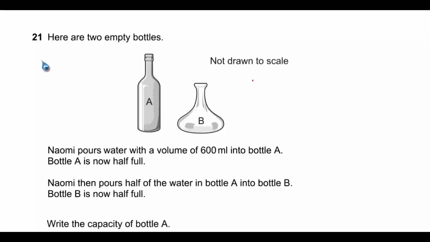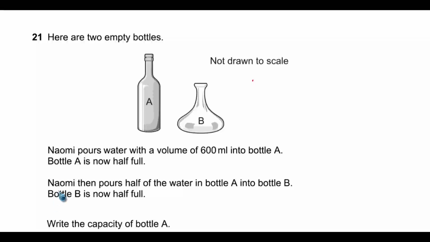Question 21. Here are 2 empty bottles, not drawn to scale. Naomi pours water with a volume of 600 milliliters into bottle A. Bottle A is now half full. So that means the full volume will be 600 times 2. So that will be the capacity of bottle A, 600 milliliters times 2.